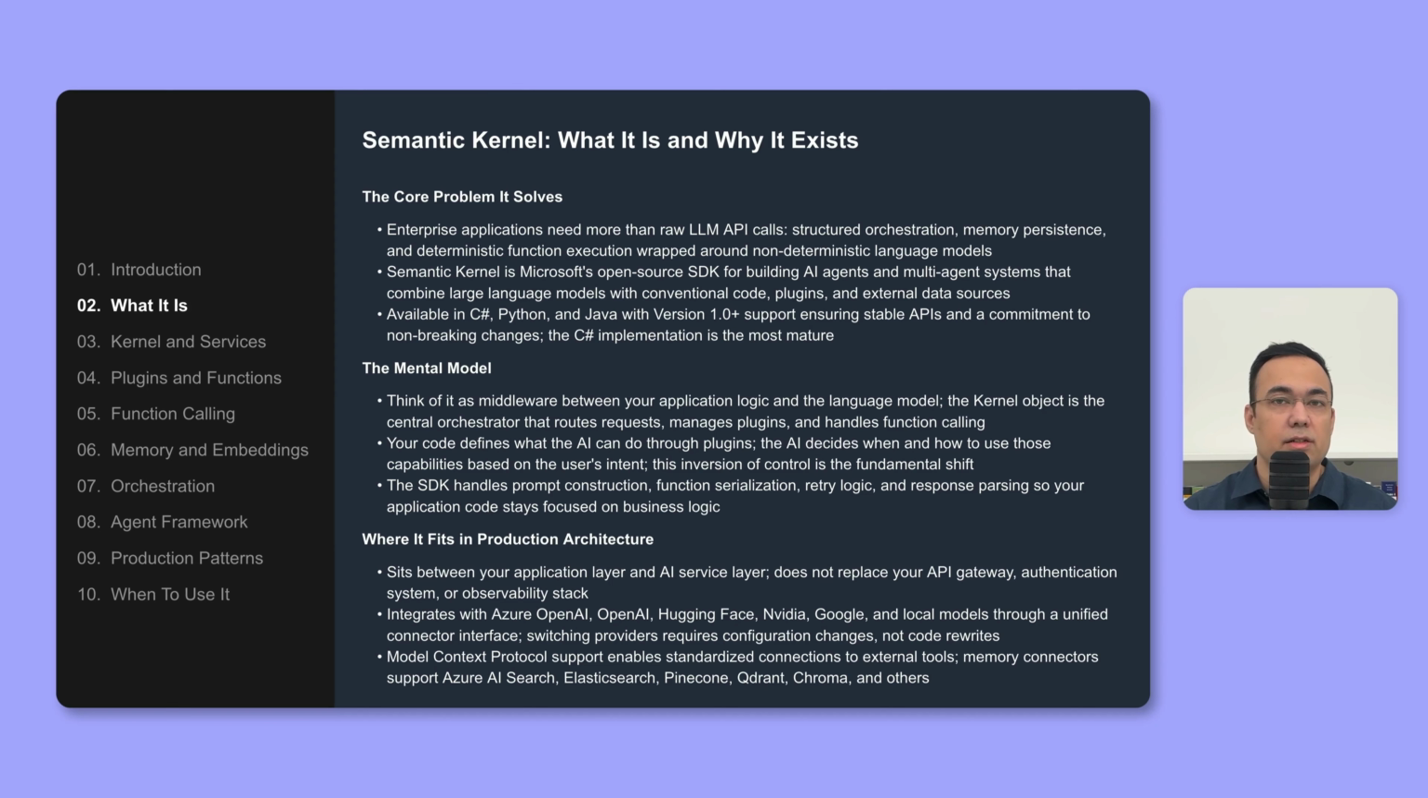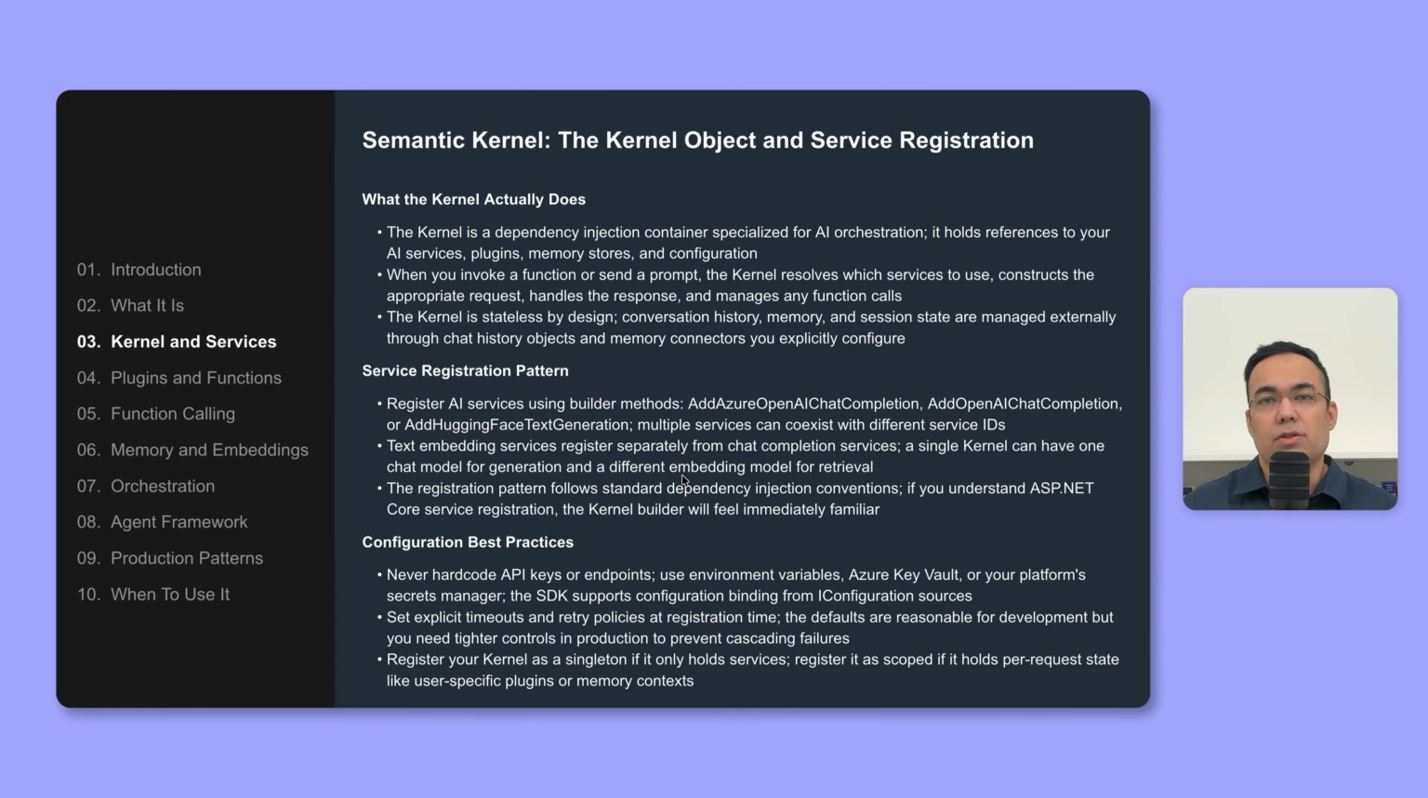Now let's look at the kernel object itself. So let's talk about the kernel object and how you register services with it. The kernel is essentially a dependency injection container, but one that's specialized for AI orchestration. It holds references to your AI services, your plugins, your memory stores, and your configuration. Every operation in Semantic Kernel flows through the kernel.